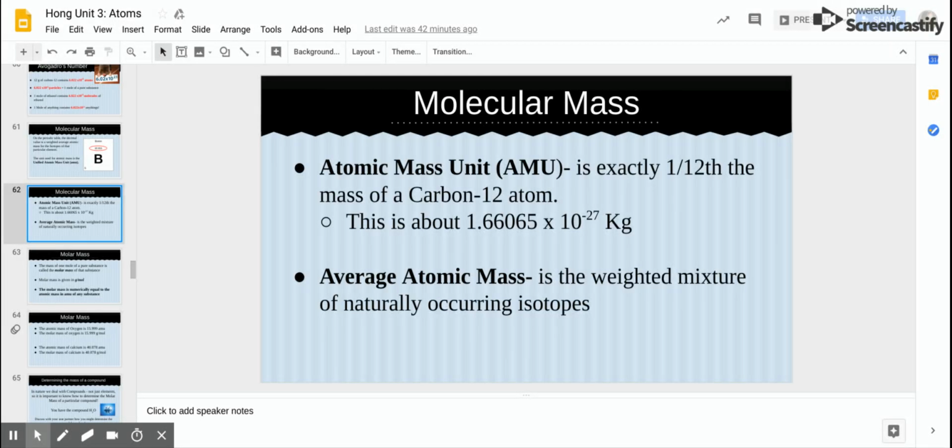That's really tiny. So is there a way to correlate atomic mass units with Avogadro's number? And in fact, there is. Before I click on to the next slide, if you haven't already jotted down the average atomic mass definition, please make sure to do so. I want everyone to remember that it is the weighted mixture of naturally occurring isotopes.